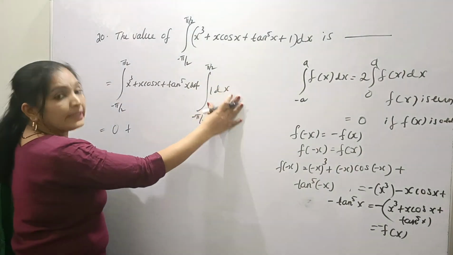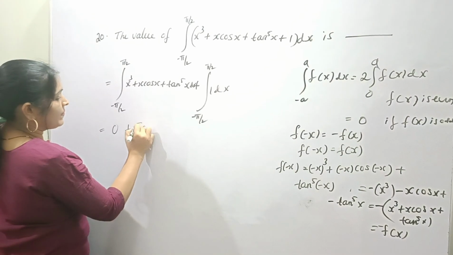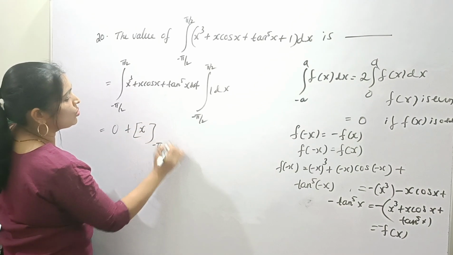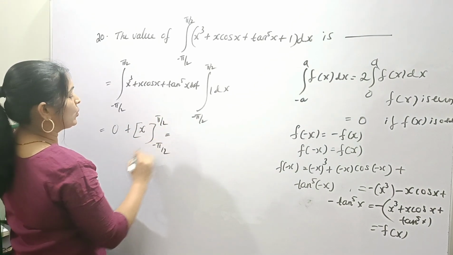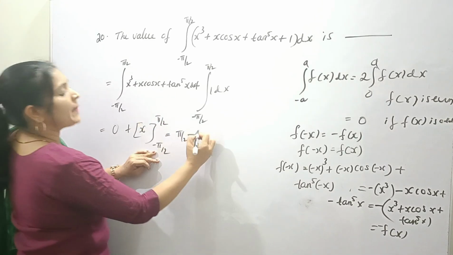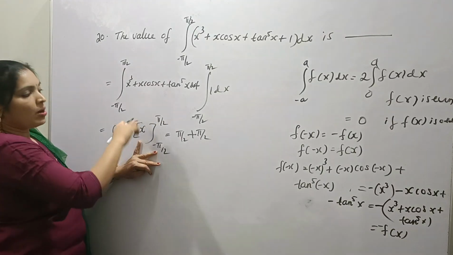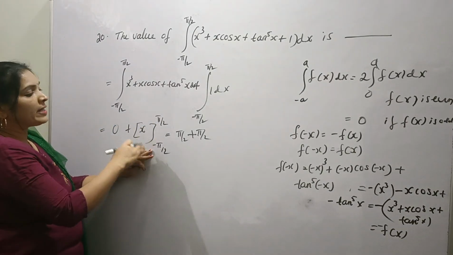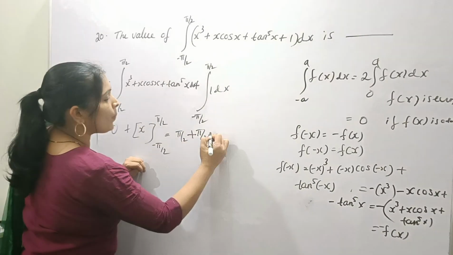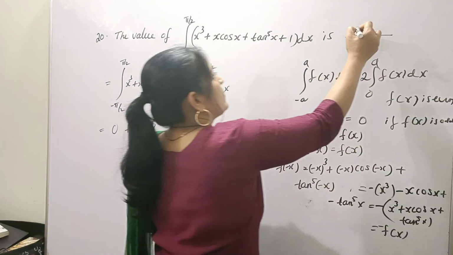Plus, now we will integrate it. The integral of 1 is x from minus pi by 2 to pi by 2. That is equal to pi by 2 minus lower limit, so pi by 2 minus of minus pi by 2, minus of minus becomes plus. So 2 pi by 2, that is pi. So pi is the answer.